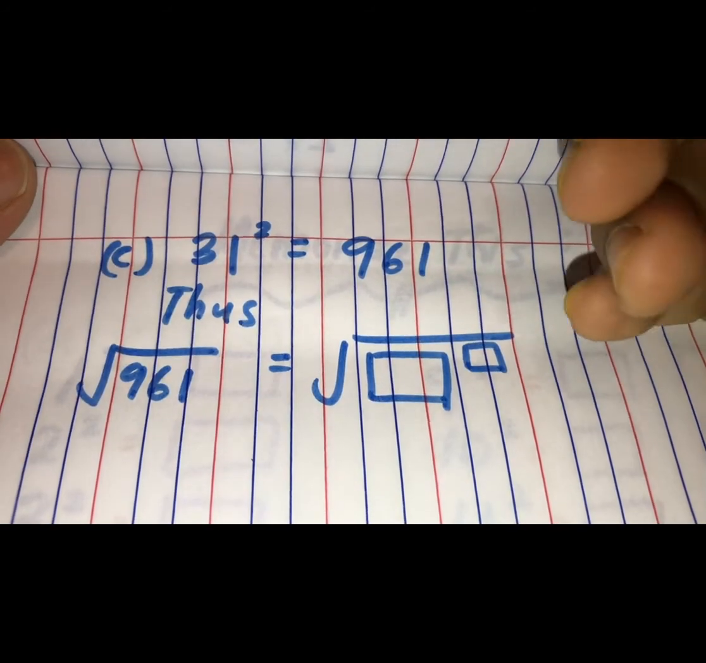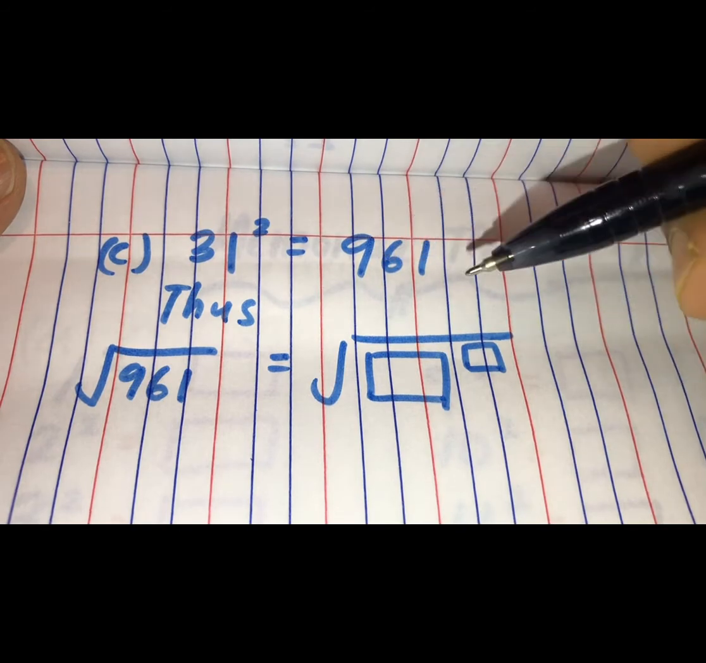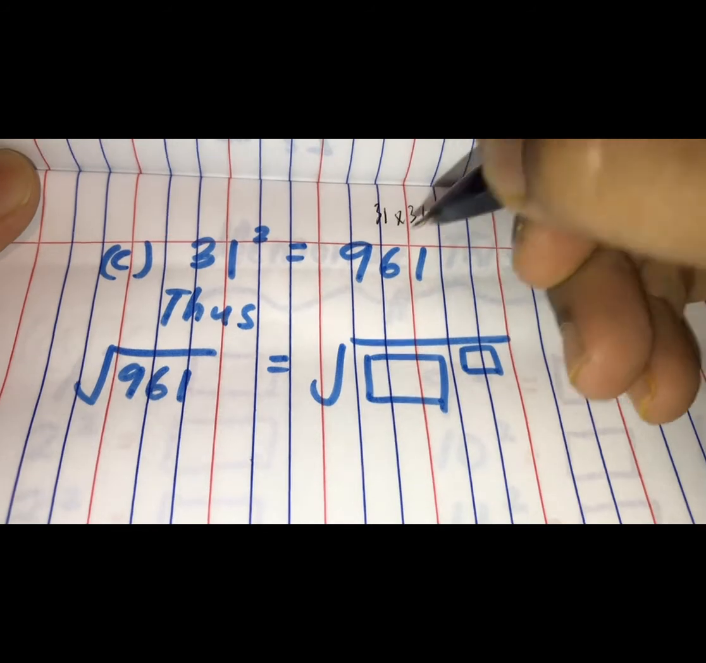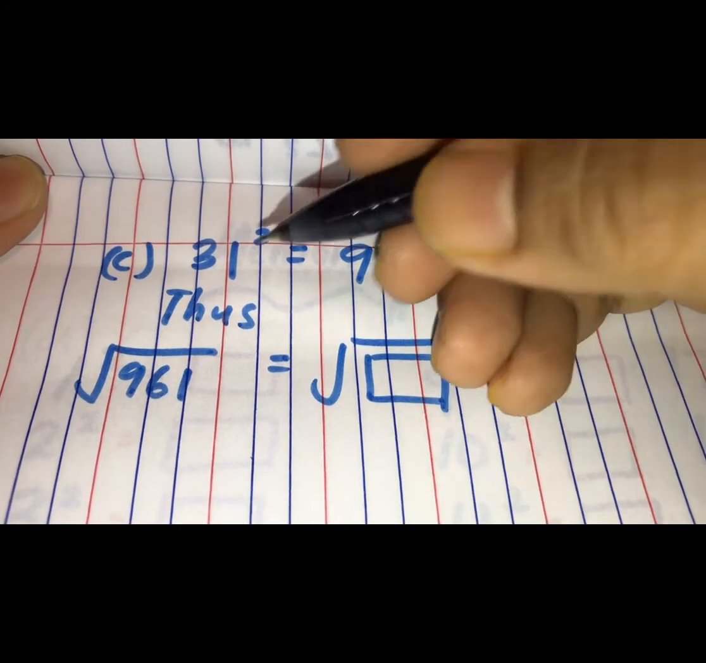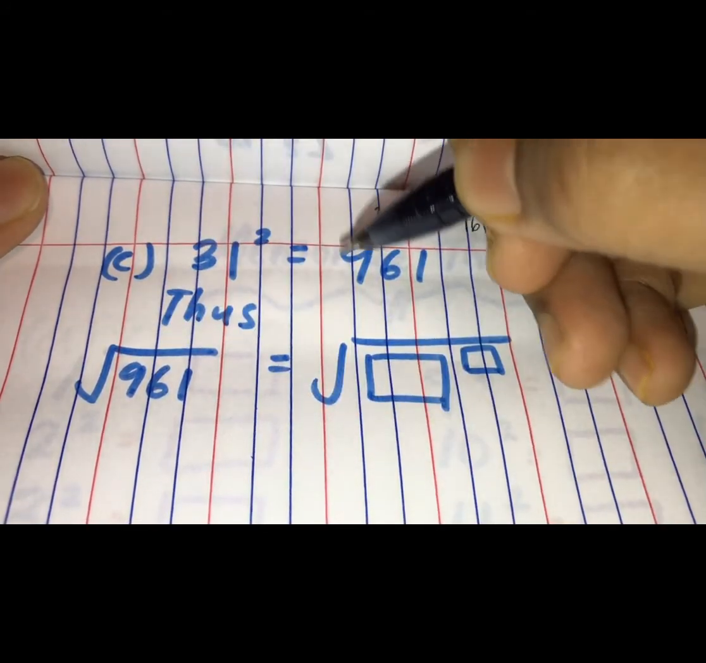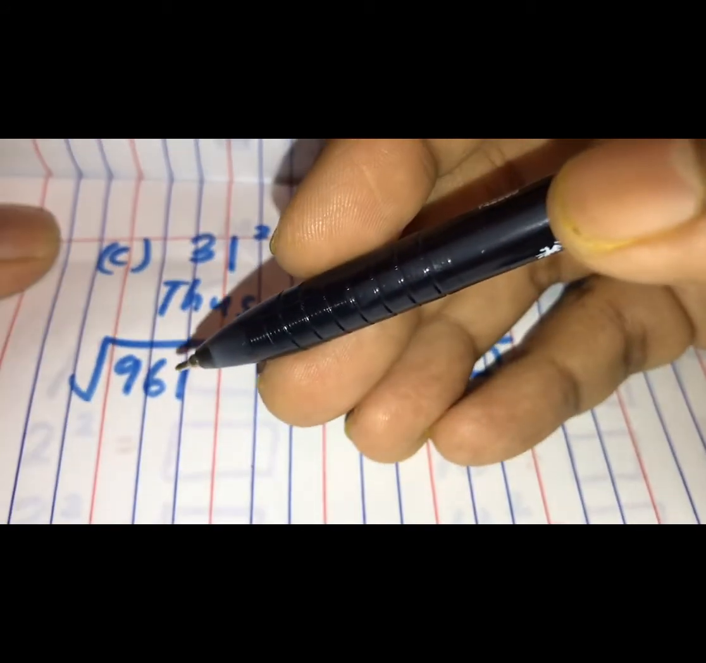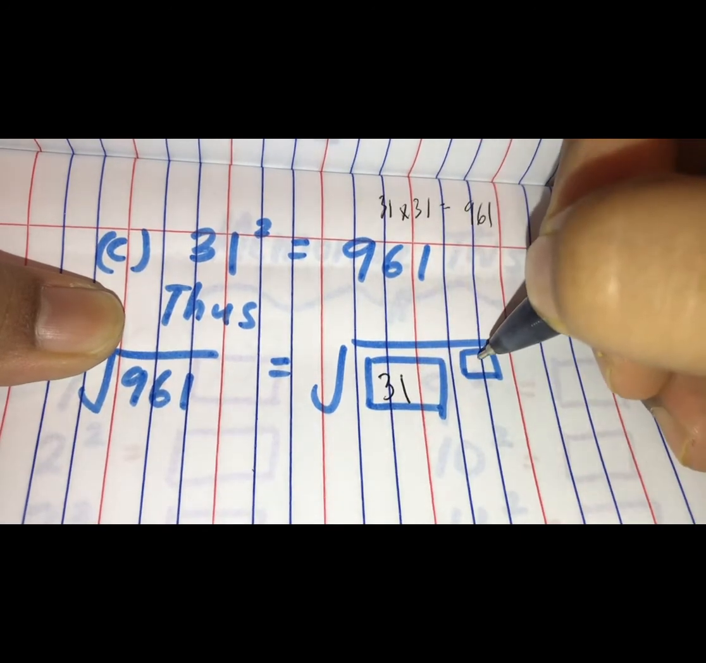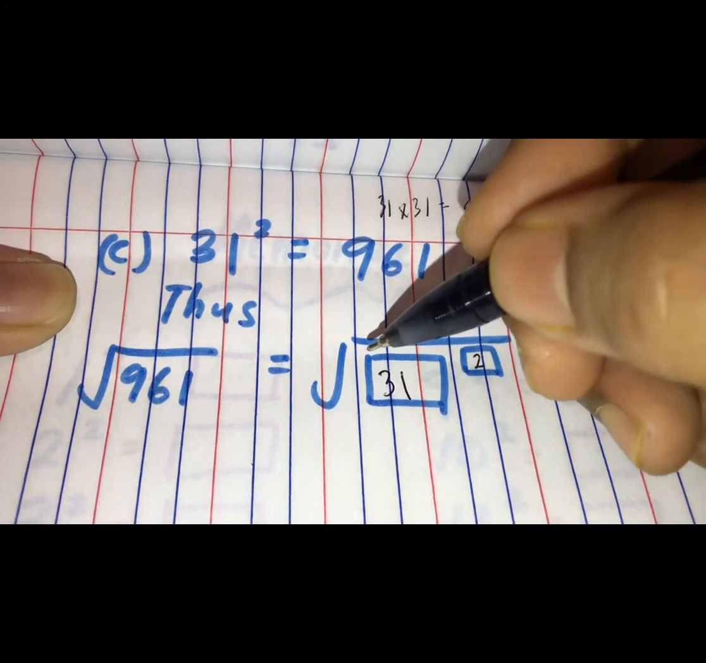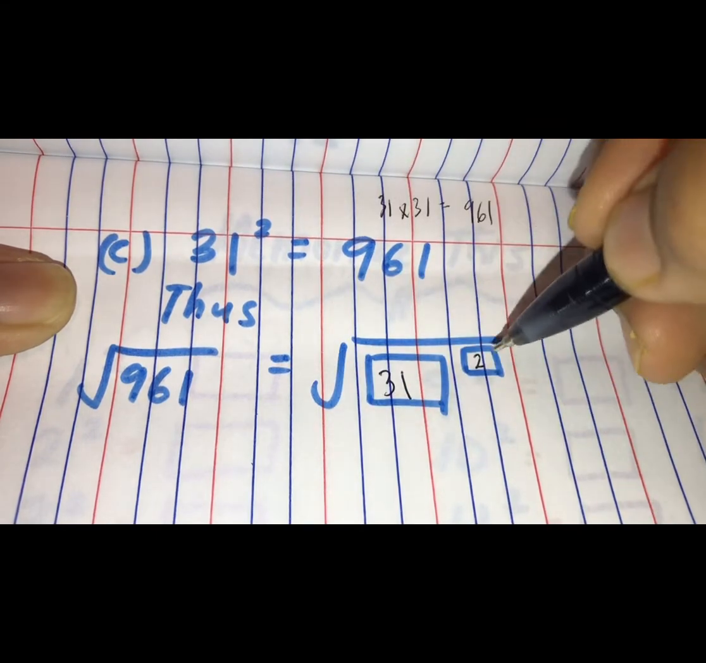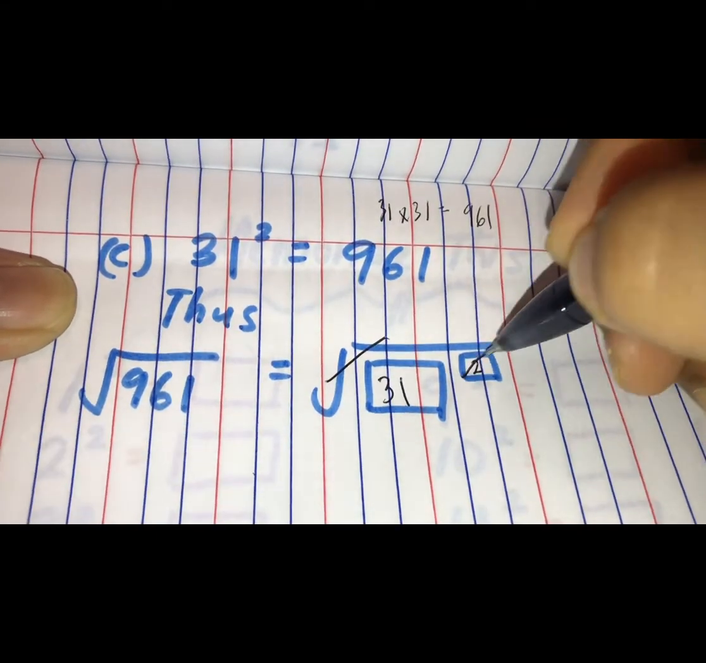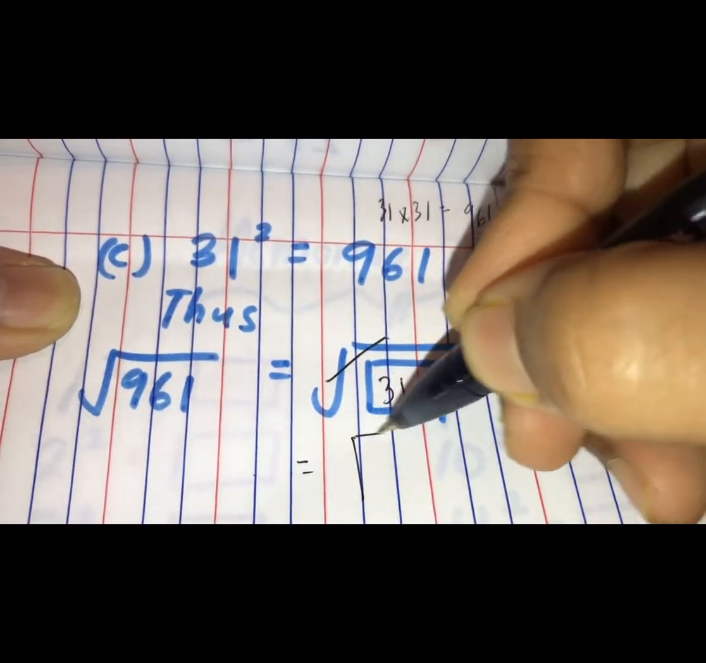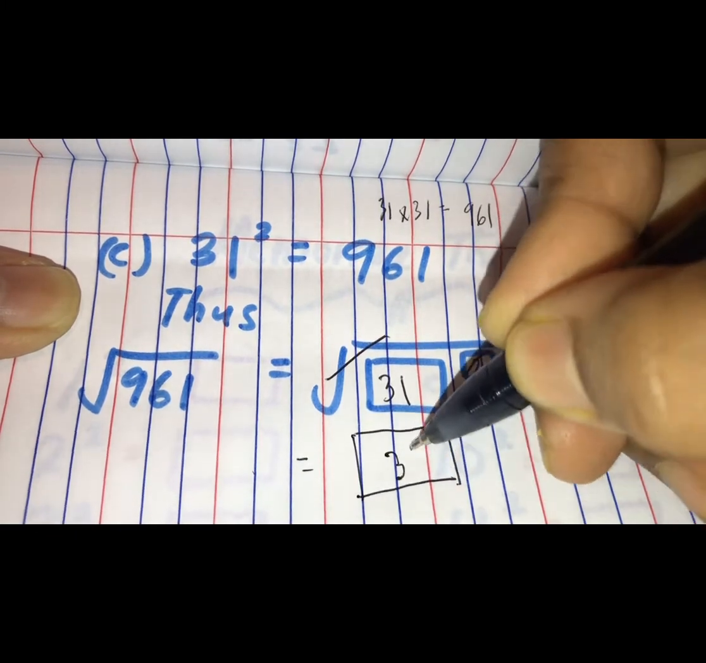Next, question C, 31 square equals 961. 31 square means 31 times 31 equals 961, right? So if the question asks, you square root 961, you will get this value back, 31. When the square root meets with the square, you can cancel this. So you will get 31 only. So for the answer, just write 31.